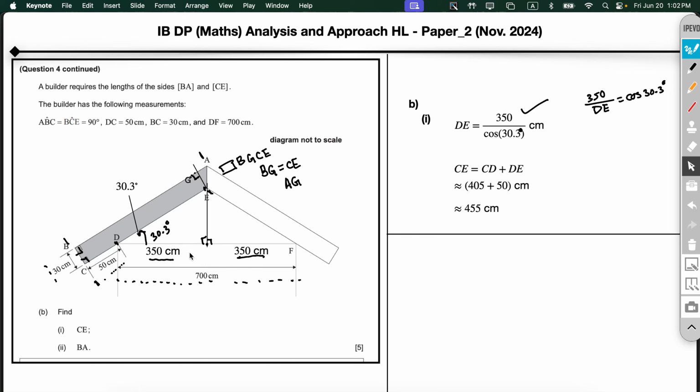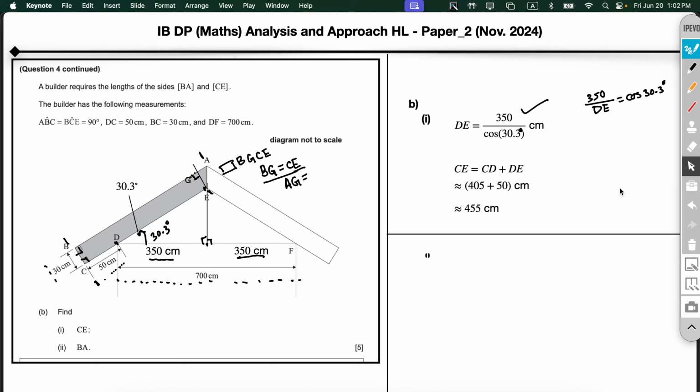Here all lengths are given in centimeters and there are no decimals. So it's all given in integer centimeters. All answers must be in the same format, that is, rounded off to the nearest integer. Now we have to find BA. As we said earlier, BG is equal to CE because BGCE is a rectangle, and all we need to find is AG.